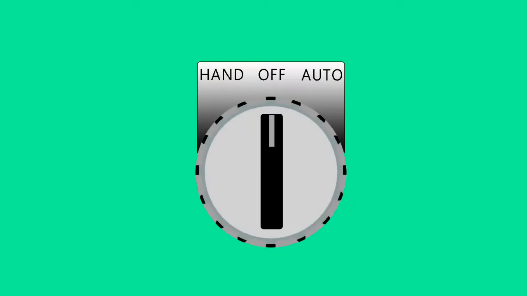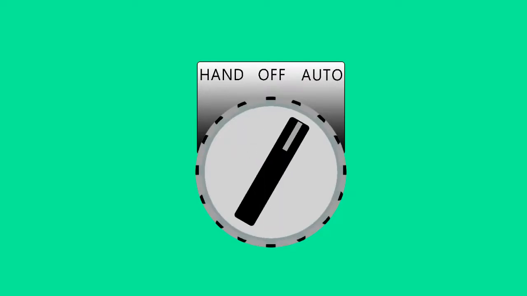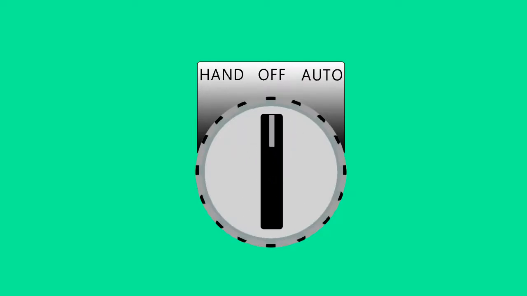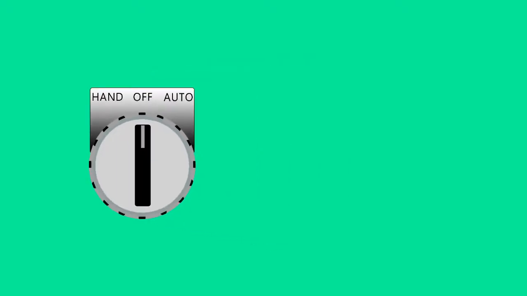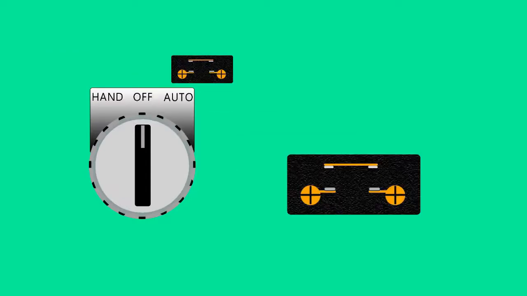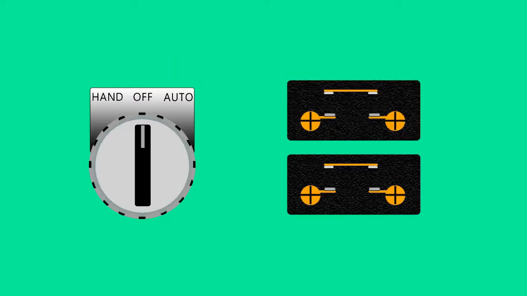A common selector switch used in automation and motor control systems is a 3-position selector switch. A 3-position selector switch is used for hand-off auto control. A typical 3-position selector switch controls 2 normally open contacts. The 2 contacts are independent of each other and never operate simultaneously. In the off position, both contacts are open.